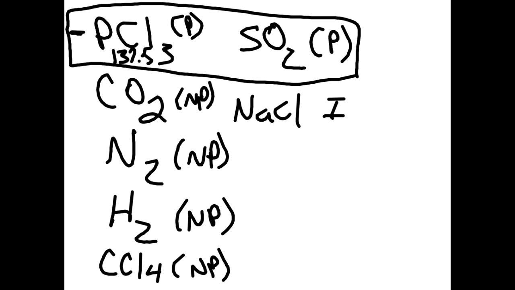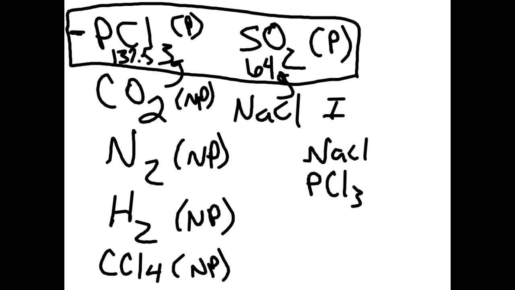SO2. Oxygen weighs 16. Sulfur weighs 32. So 16 times 2 plus 32, and it has a mass of 64. So, in the polar group, which one has the higher boiling point? Okay. So I'm going to start my list with sodium chloride, and then phosphorus trichloride, and then what? Good. Sulfur dioxide. Okay? So this is how I'm starting my list.